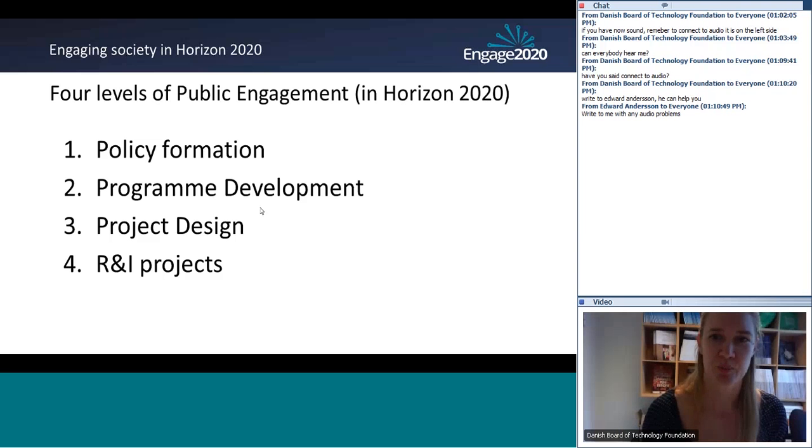How can you include public engagement in the process of defining what research projects should be about? It can be, for example, in a Science Shop, where civil society organizations ask to have research done on some specific topics or problems. Then the 4th level that we're working with in the Engage2020 project is the research and innovation activities themselves, such as collecting data, for example, as citizen science. So these are the 4 levels that we work with in Engage2020.